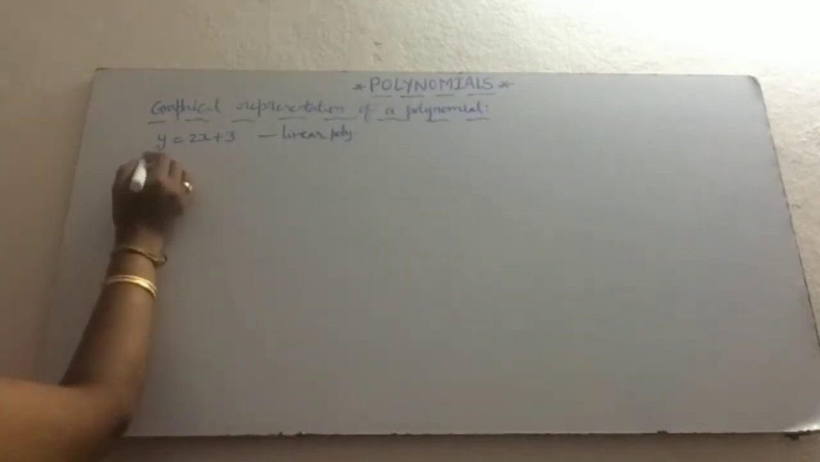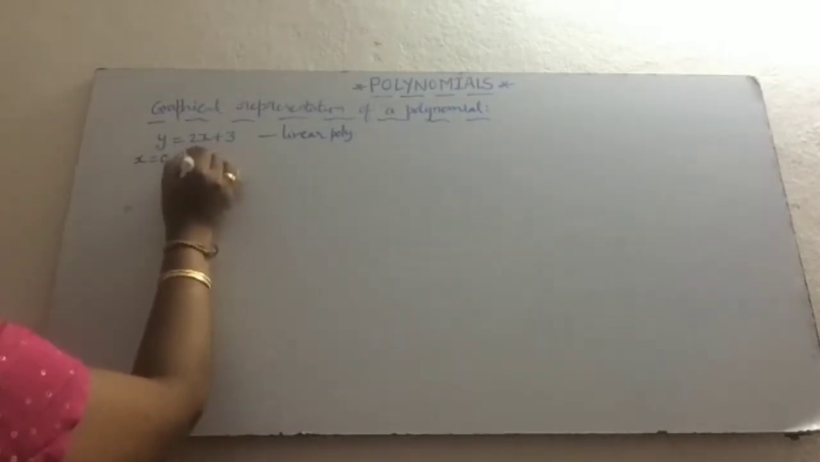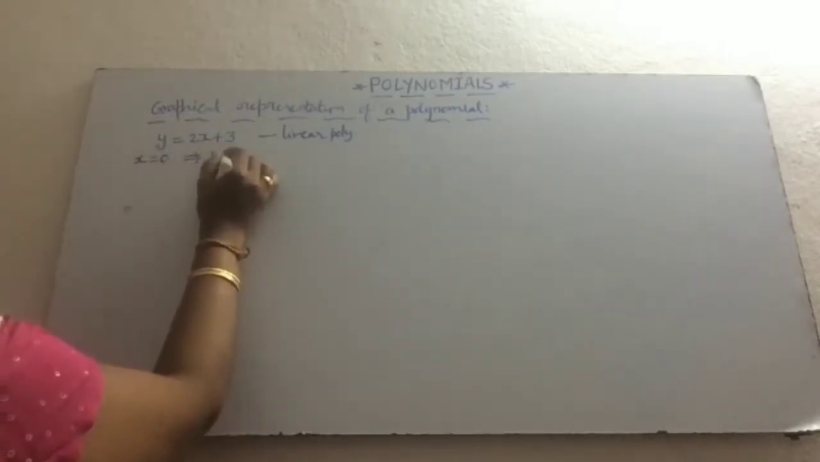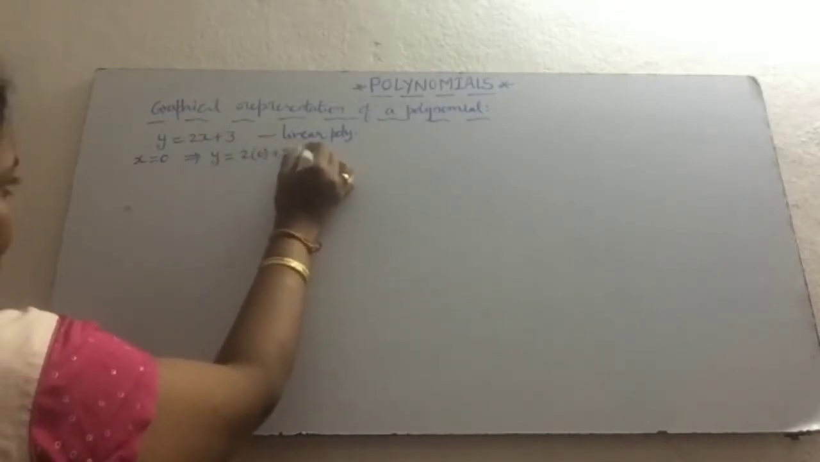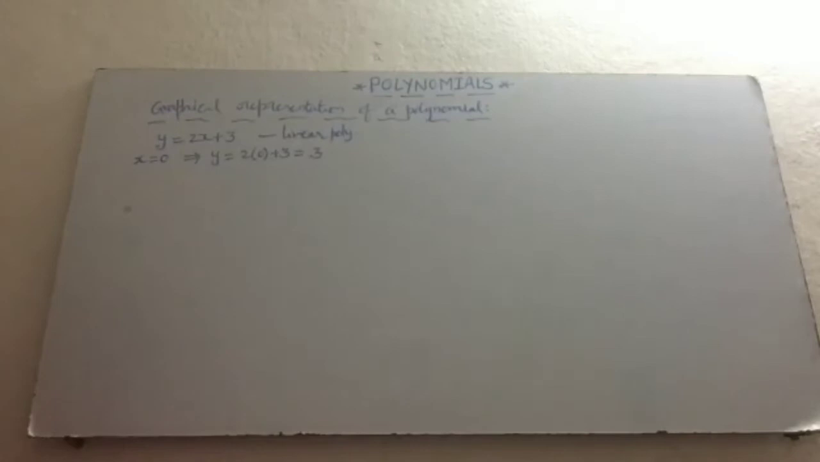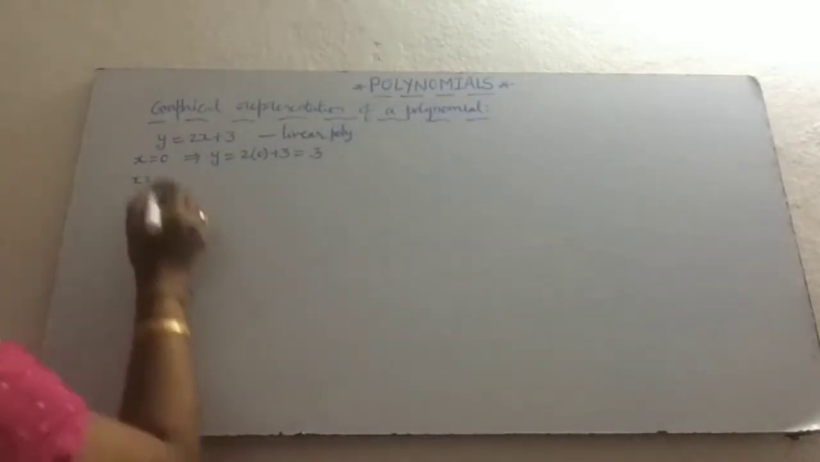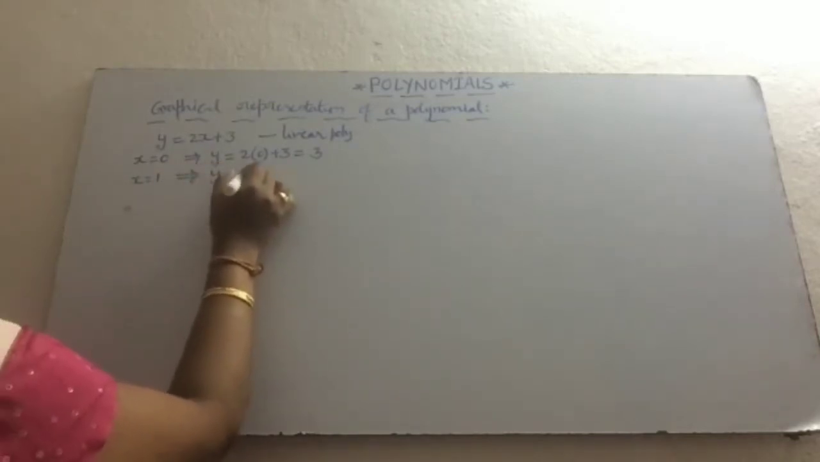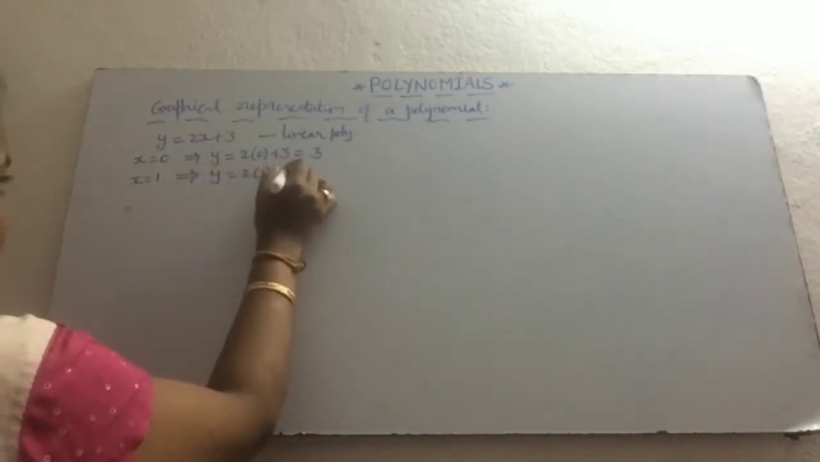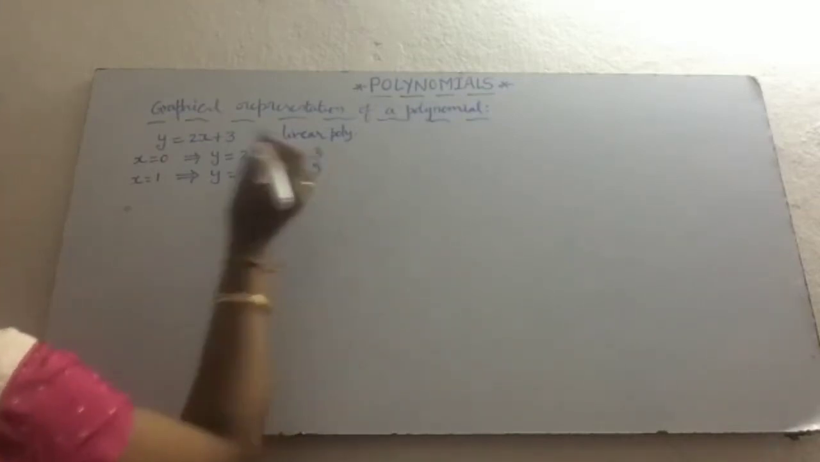And I will put x is equal to 0 in that equation. Then the value of y equal to 2 into 0 plus 3, that equal to 3. If x is equal to 1, that means y equal to 2 into 1 plus 3. That means 2 ones are 2 plus 3, 5.